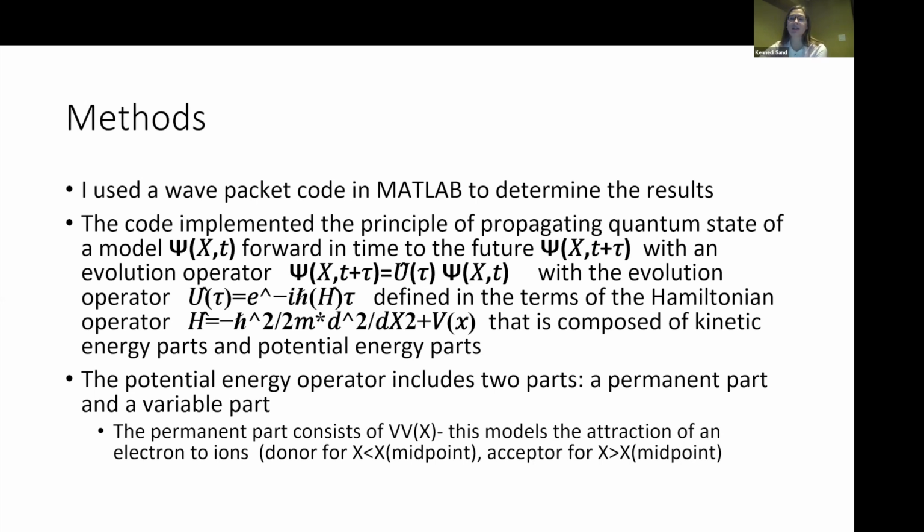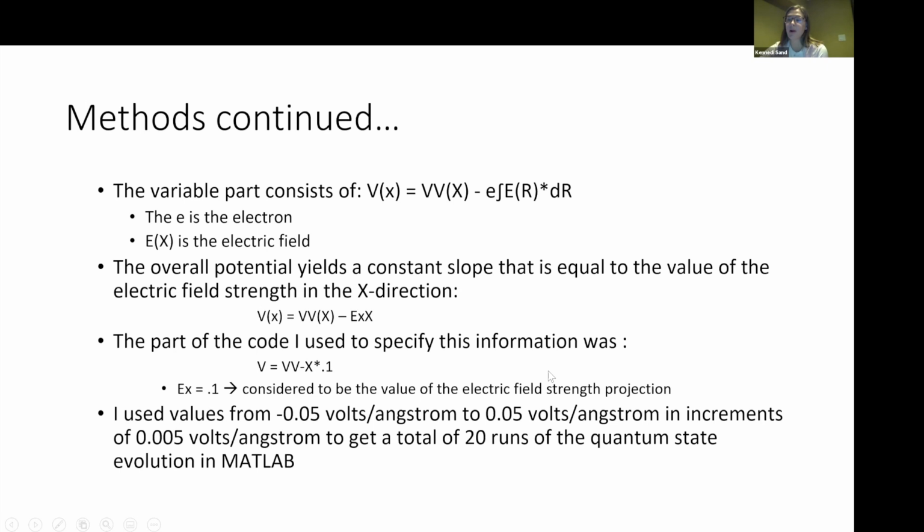The permanent part consists of V times V(x), and this models the attraction of an electron to the ions of a semiconductor. You see here the donor for x midpoint, acceptor for the x midpoint. And then the variable part mimics the exposure of the model to the external electric field. This consists of V(x) equals V times V(x) minus the integral of E(r) times dr. In this equation, E is the electron and E(x) is the electric field.